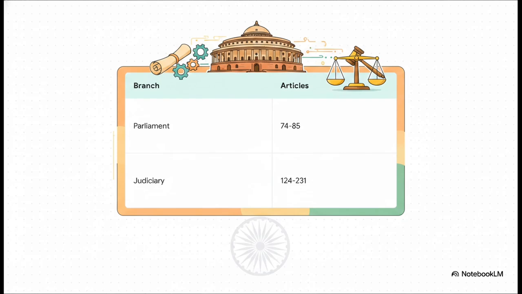The Constitution establishes a parliamentary form of government. The Council of Ministers and Parliament are clearly mapped out in Articles 74, 75, and 79 through 85. But running right alongside this legislative engine is an entirely independent judiciary. The Supreme Court and High Courts, covered under Articles 124 to 147 and 214 to 231, hold the essential power of judicial review. And this ensures that the legislative and executive branches always operate strictly within the bounds of the law.